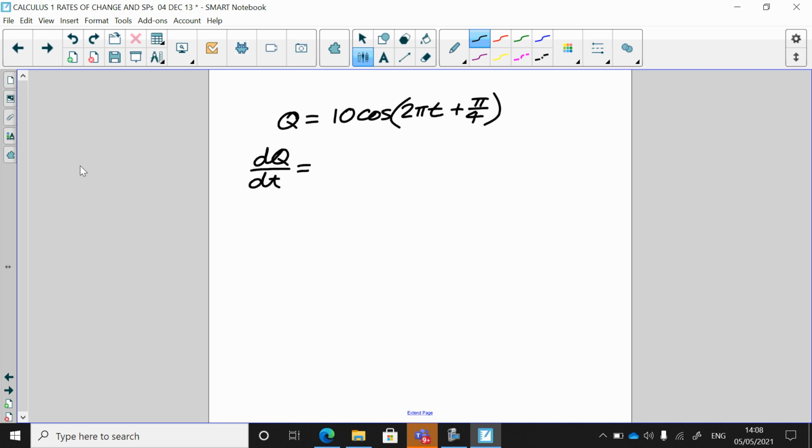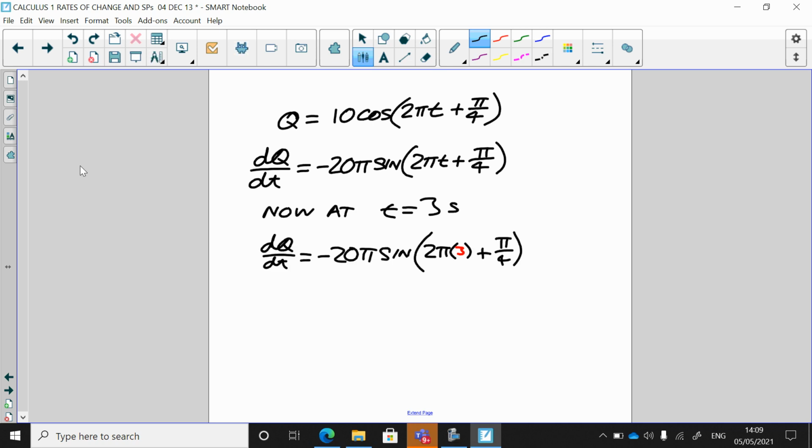Cosine goes to negative sine when we're differentiating it, and the contents in the bracket stay the same. Okay, so there we've got our derivative. So let's get the value of t, which I think was 3 seconds. Just go and plug that in. Maybe simplify the contents of the larger bracket. It's up to yourself. If your calculator can cope, then go for it.